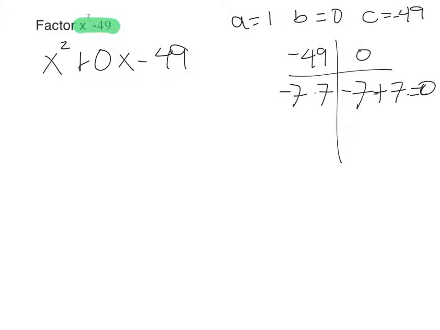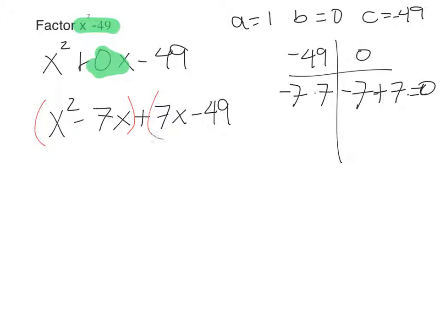Excellent. So instead of 0 right here in the middle, I'm going to use these two numbers over here. And my numbers will work out to be x squared minus 7x plus 7x minus 49. After this, it's just the same thing as the first 3 problems. Group the first 2 and the second 2 together.